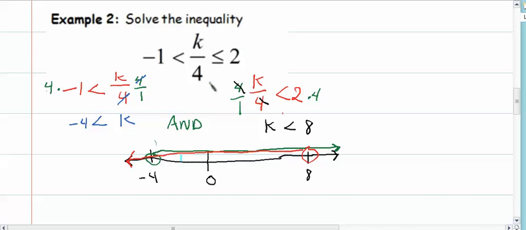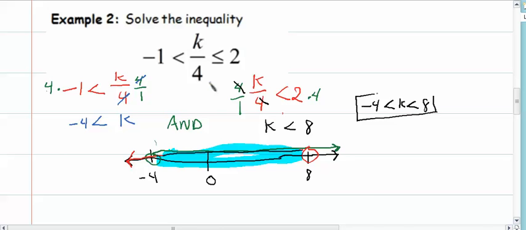It's everything that has the red and the green line, so it's right in here, not including the 8 and not including the -4. Okay, and if you go to write it, squish it together, it's going to be -4 is less than k, k is less than 8, and that's the answer for an and compound inequality.